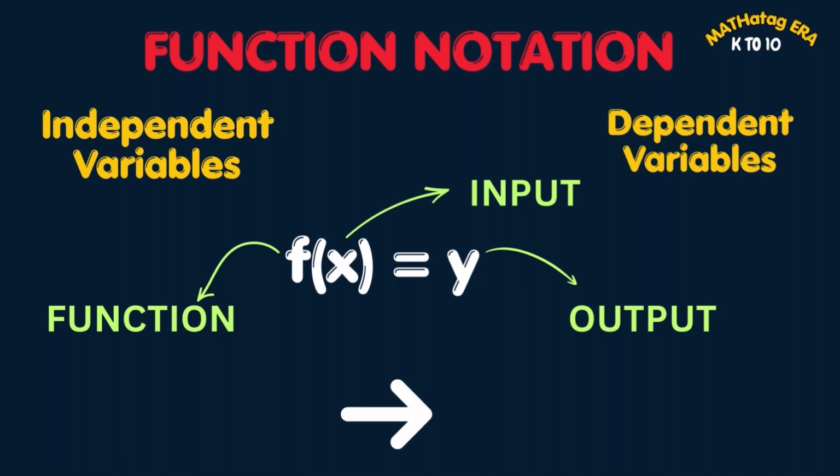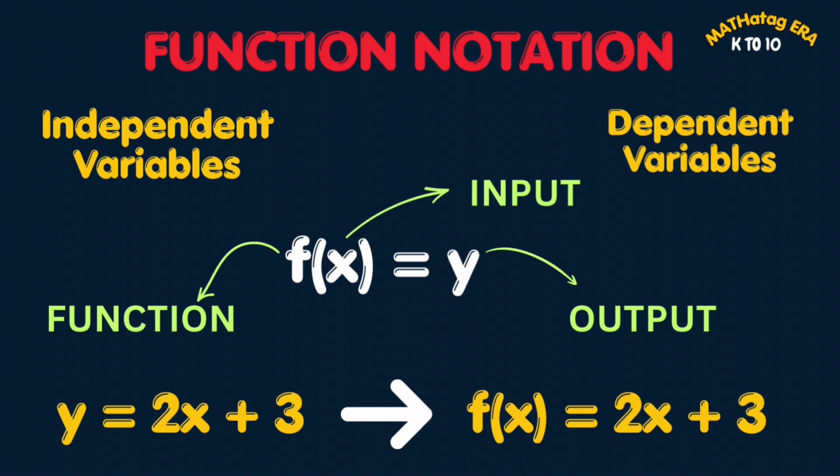So in function notation, f of x is equal to y. F is the function, x is the input, and y is the output. So, let us consider the equation y is equal to 2x plus 3. Alin kaya dyan yung variable that is independent? So, it is x. Bakit? Because you may choose any value of x. Now, what happens to y? Its value changes depending on x. Therefore, ang x is the independent variable at yung y naman is the dependent variable.